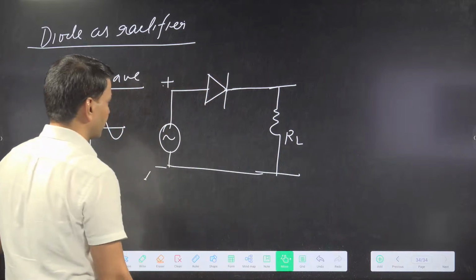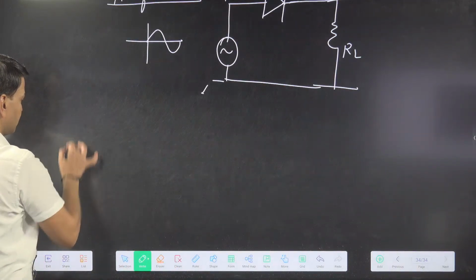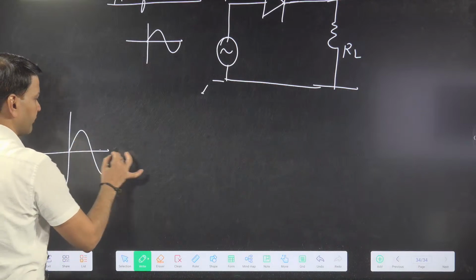Full wave rectifier, what will be the circuit? Suppose we are applying the alternating voltage.